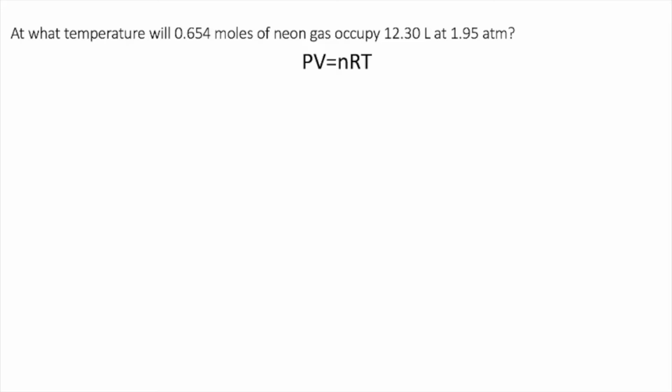So first we're asked, at what temperature will 0.654 moles of neon gas occupy 12.30 liters at 1.95 atmospheres? So we're going to use our ideal gas law, PV equals nRT, and we're going to determine what we already know. So we know for sure we have R, we have our gas constant. That's never going to change. We also know we have 0.654 moles of neon gas, so we know we have our n.